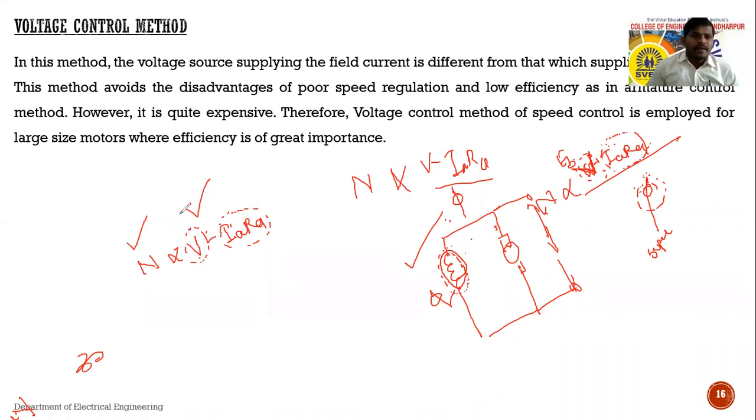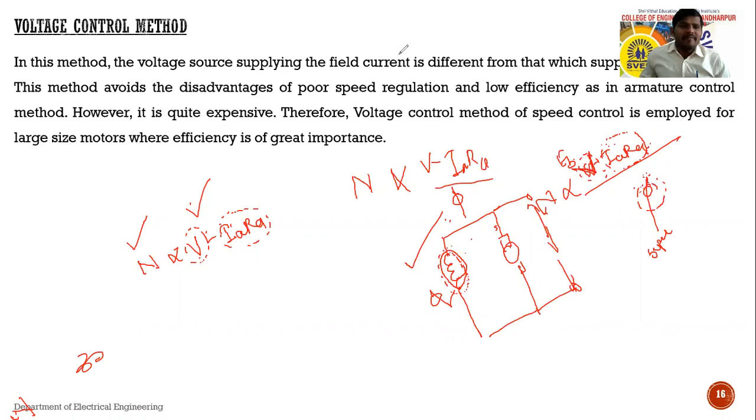Okay, now see, this method avoids the disadvantages of poor speed regulation. As we know, in case of armature control, the second method we considered, in that technique of speed control we are inserting a resistance in series with the armature circuit, and this resistance will carry the maximum current, or the full load rated current.